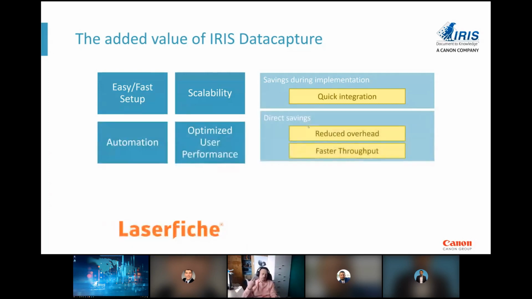But of course, during the usage of the platform, due to the automation and due to the optimized user interface and user performance that we have, you will have direct savings. You will have reduced overhead. Again, you are saving dollars over here, and you will also have a faster throughput, which might be important just to speed up the overall processing.